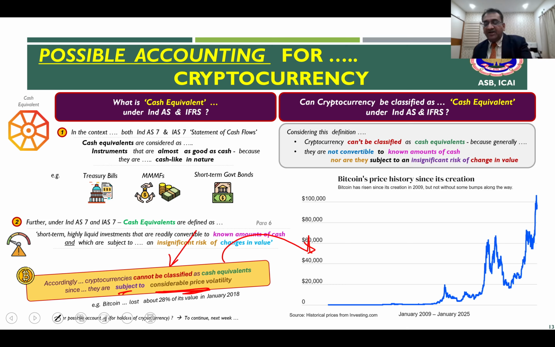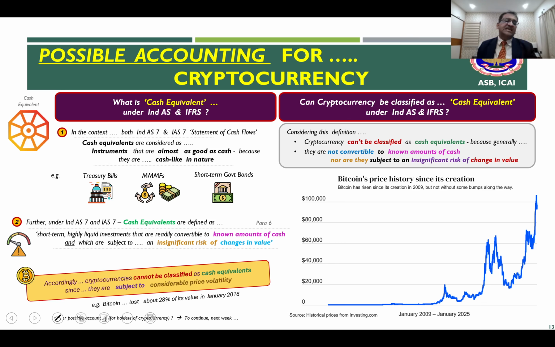Now, I'll take a pause, and perhaps we will pick up the other possible classifications in a subsequent video, just to ensure that this video is not too long. So what we have covered is just two possible classifications. Can it be classified as cash or cash equivalent? Both the answers are no, for the reasons we just discussed.